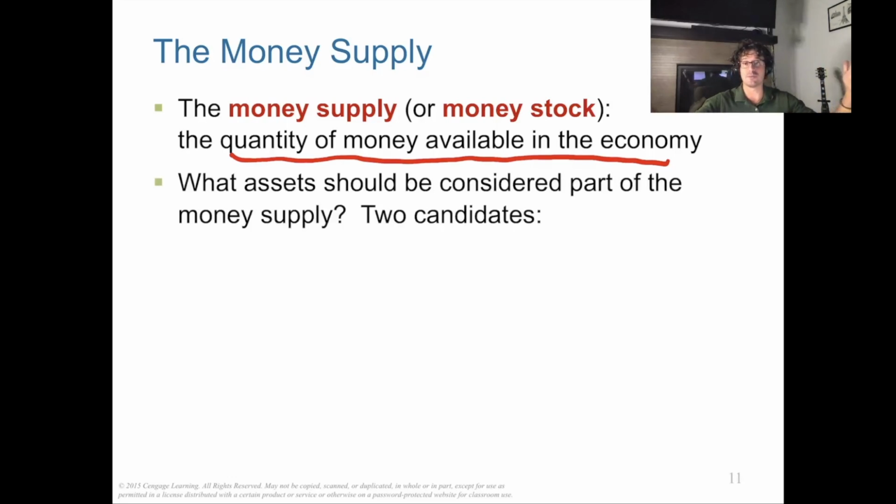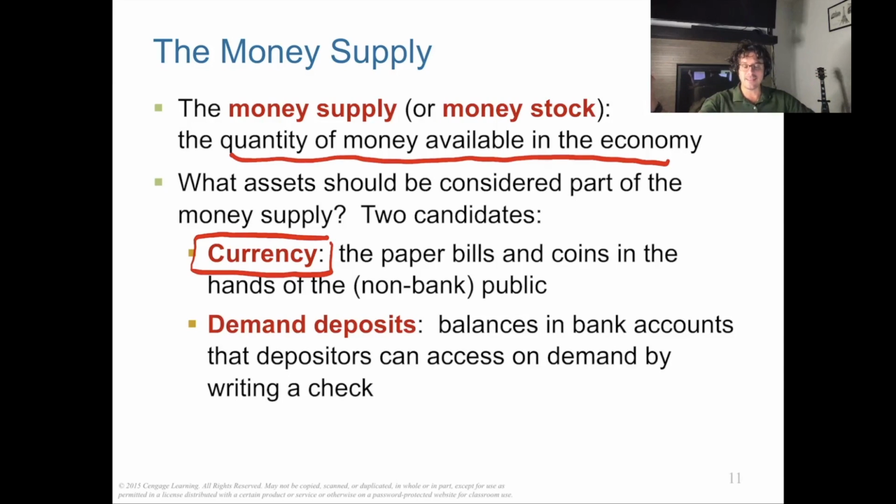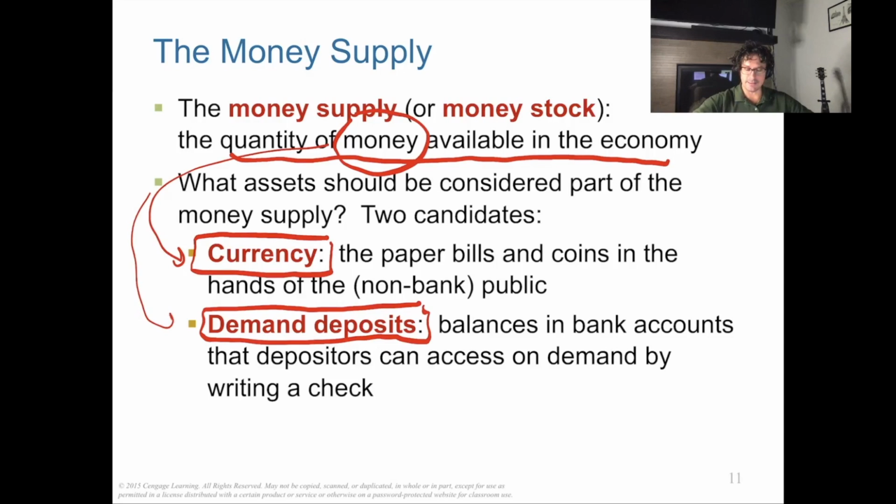Now, what assets should be considered part of the money supply? That's a really new question, and we have basically two candidates. The first is currency, which is represented by what I defined before as fancy coupons, which are just these paper bills and coins in the hands of the non-bank public. And then there are demand deposits. So these are the two candidates for the quantity of money available in an economy. Money takes the form of currency and demand deposits.